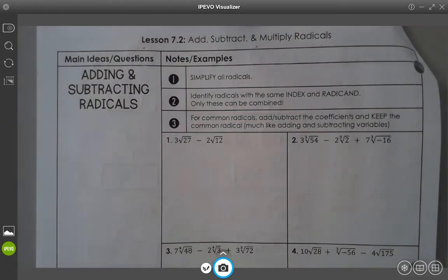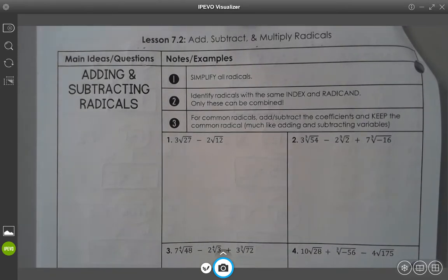All right, 7.2, we're going to add, subtract, and multiply radicals. So yesterday, we just learned how to simplify them. Now we're going to add, subtract, and multiply them. Adding and subtracting is a lot like adding and subtracting variables.